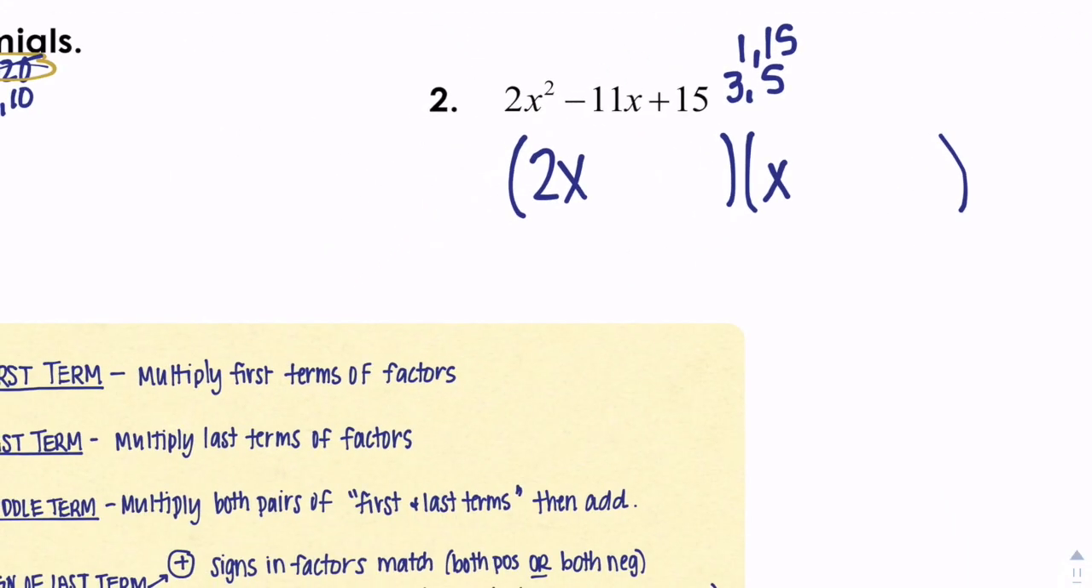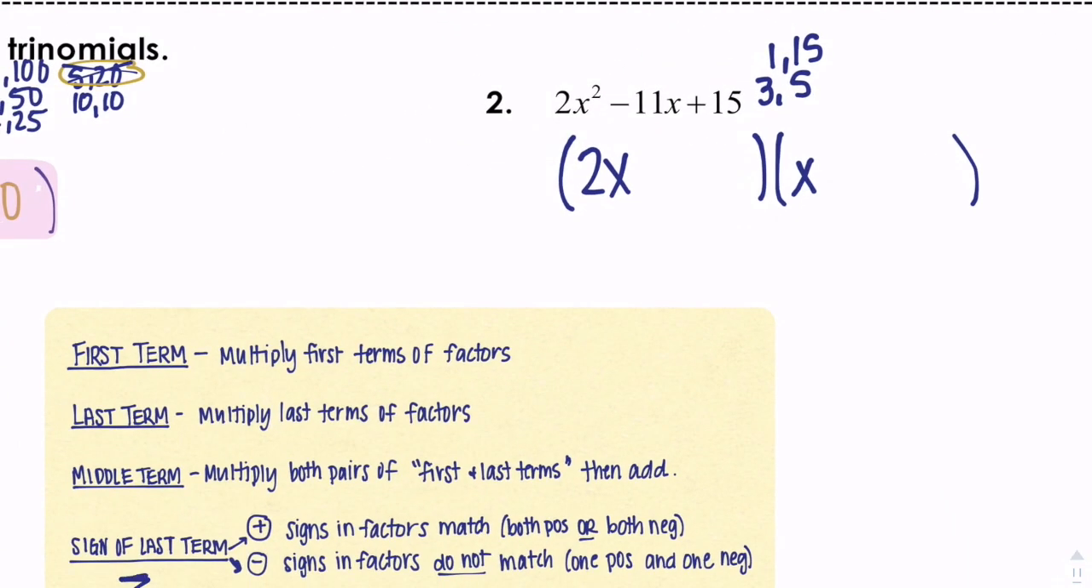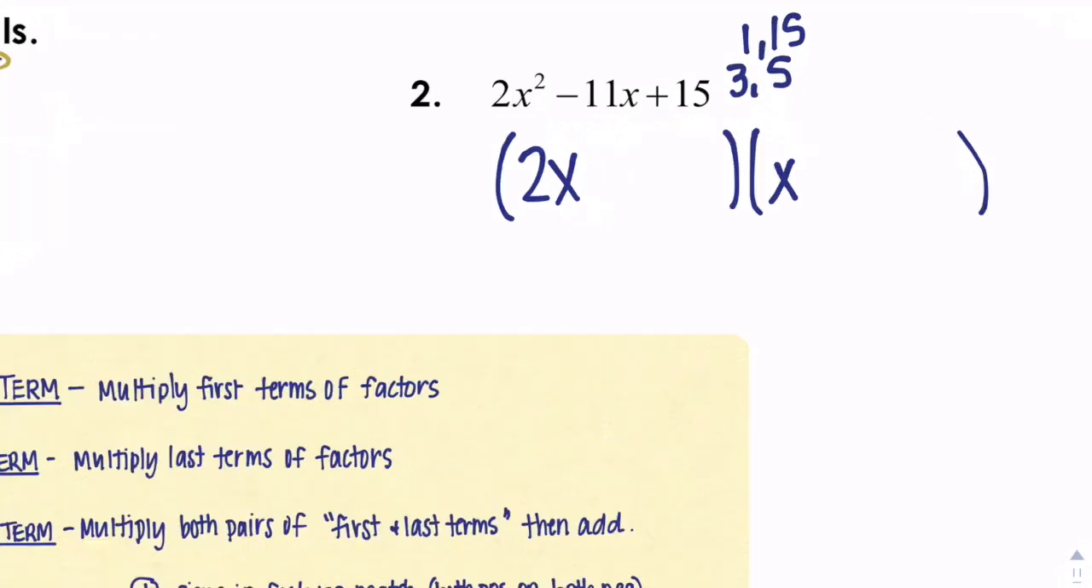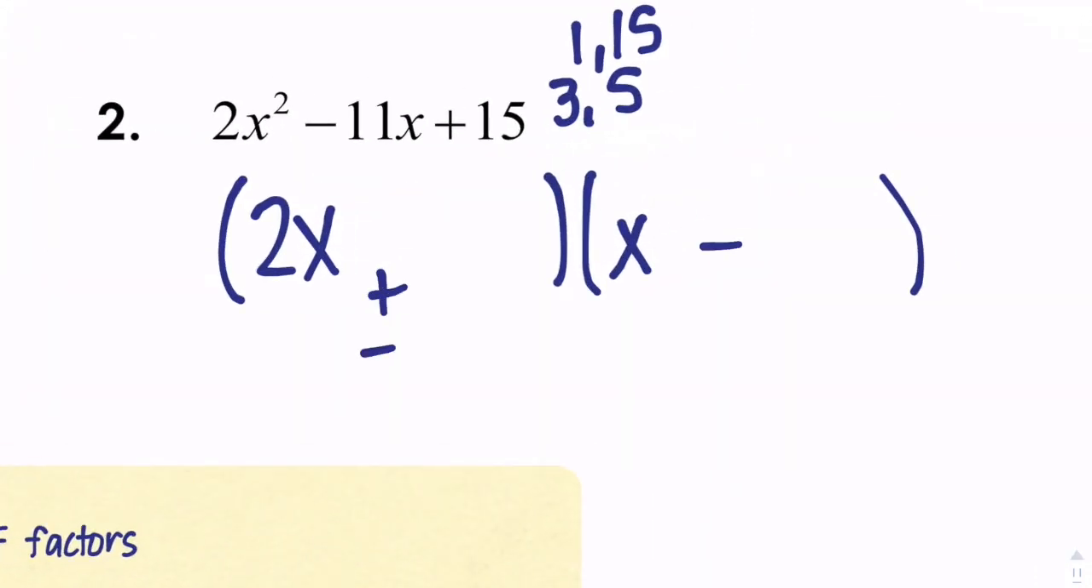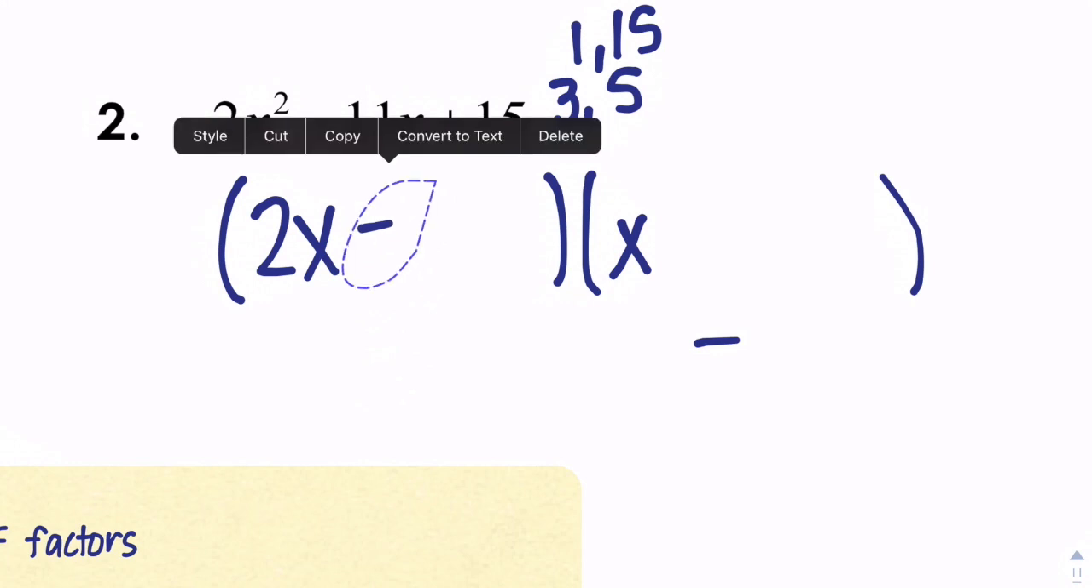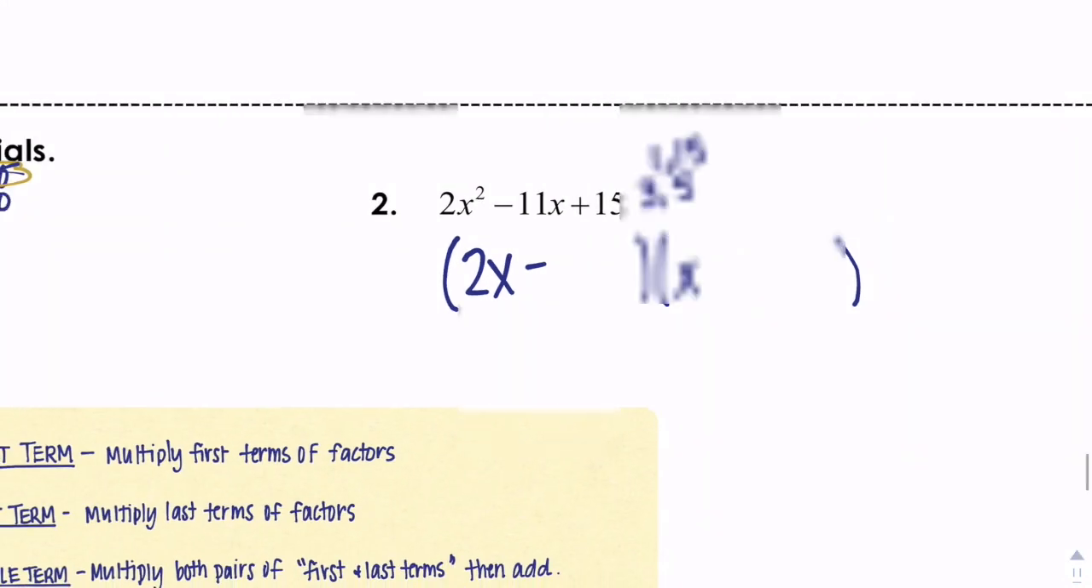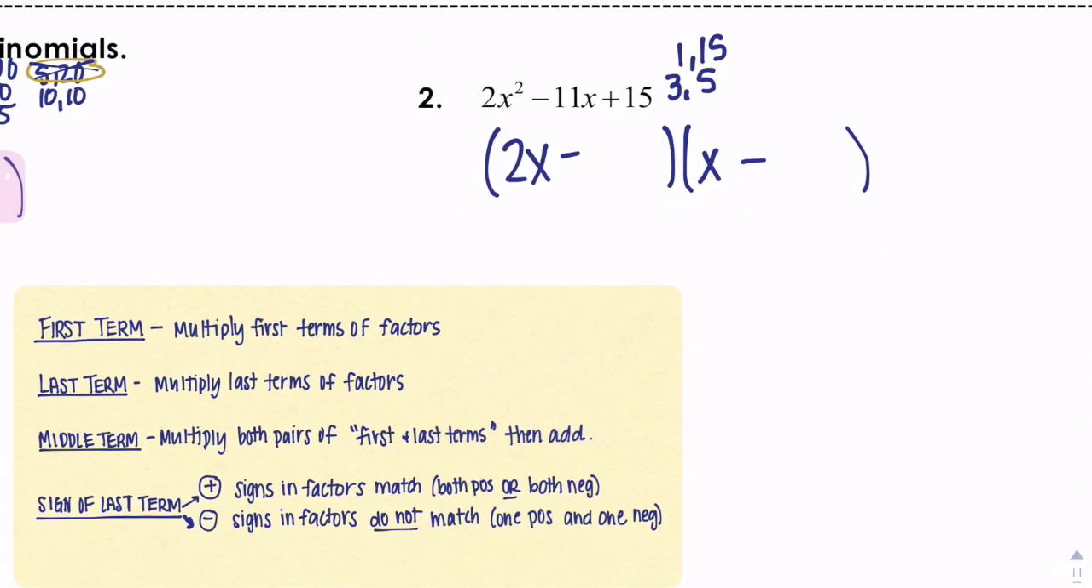You could pick whatever one you want to start with, but before we do that, let's look at the sign of the last term. Because the last term is positive, that means they're going to match, and they're either both going to be positive or they're both going to be negative. I'm thinking because the middle term is negative that we're going to try to go with both of them negative. Let's see if it works. If it doesn't work, then we'll try with both positive, but let's try that first.